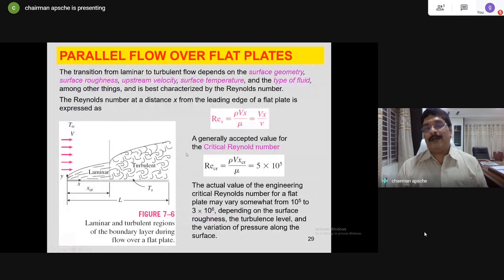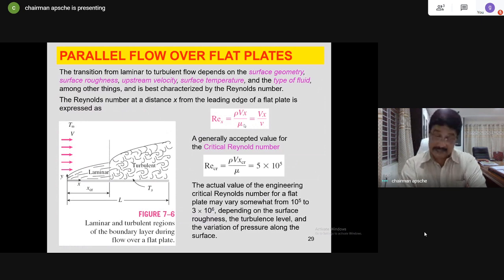Another thing I wanted to tell: Reynolds number is rho V L by mu, and mu by rho is equal to nu. If you know the kinematic viscosity, you can use it. In such a case, it is VL by nu. Don't get confused. Rho VL by mu or VL by nu, both are one and the same.